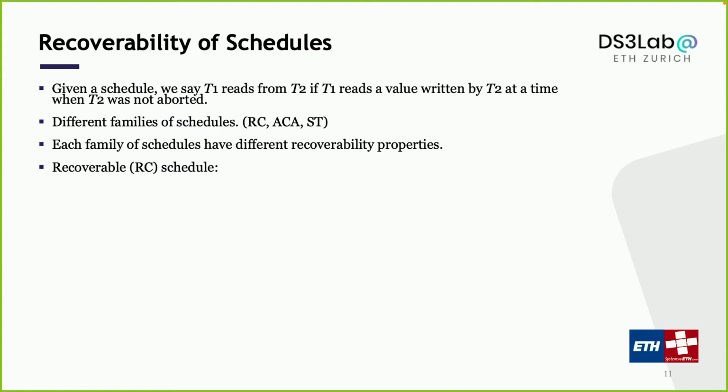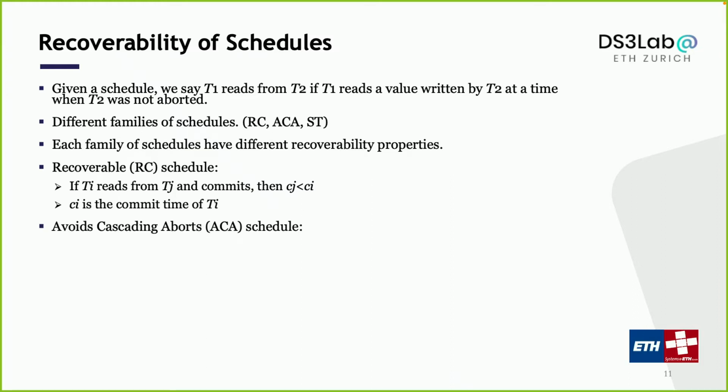So the first family is called recoverable schedule. Essentially, a schedule is in this family if and only if the following is true: if in the schedule, Ti reads from Tj and commits, then we must have Tj commit before Ti. Okay? And here, Ci is the commit time of Ti, Cj is the commit time of Tj.